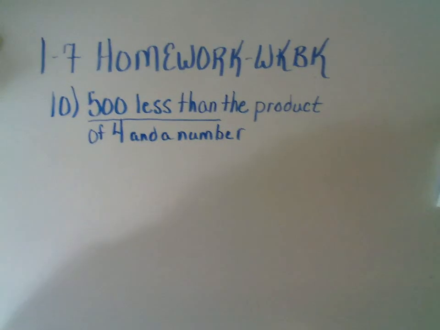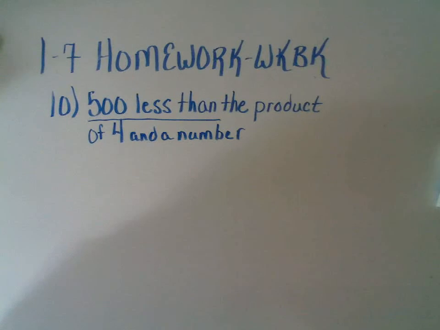Let's take a look at number 10. Now this would be one that would have a tendency to cause problems for people. It says 500 less than the product of 4 and a number. And the reason this one would be problematic is most of us have been thinking, after the problems we've just been doing, do them in order, do them in order, do them in order.